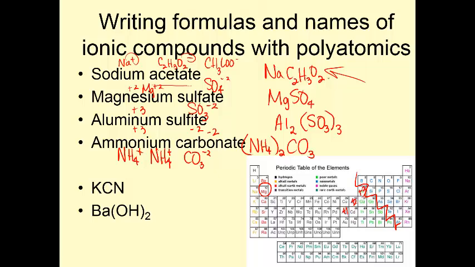Even though it's polyatomic, I only need 1. Here I need 2 ammonium ions, 2 of those. Right, KCN, wait, what? Am I going to write a name for that? Yes. I need the name of the first thing, and the name of the second part, cyanide. Now, we're going to learn on the next couple slides, but do I need a Roman numeral here? No, because potassium's in the always +1 column.